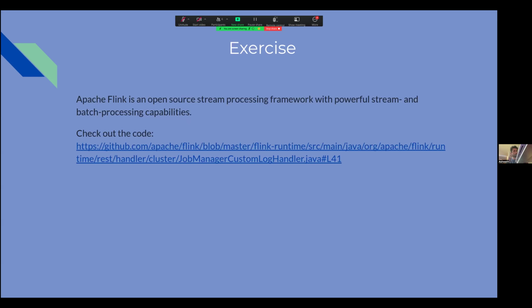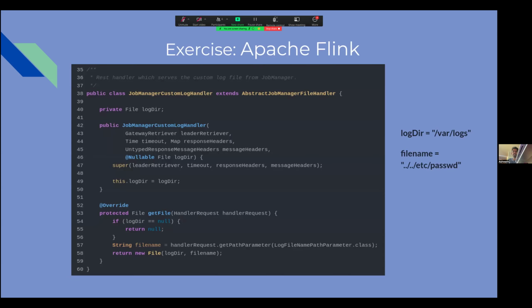This is from a project called Apache Flink, an open source stream processing framework. In this particular slide, we have a class called JobManagerCustomLogHandler. Again, don't worry if you don't understand any of it, I'm trying to demonstrate how I look at things. Just by looking at it, we can spot a couple of things.